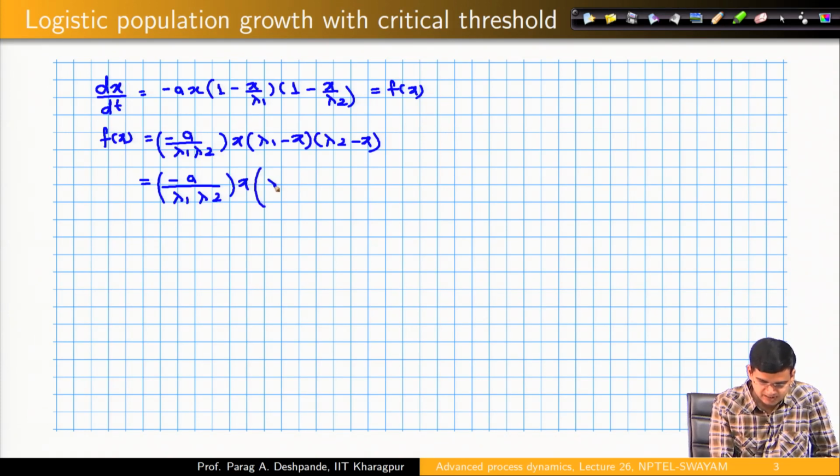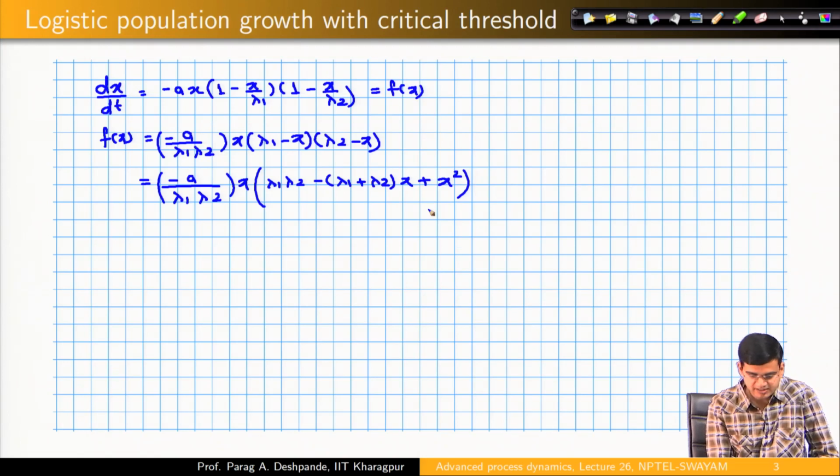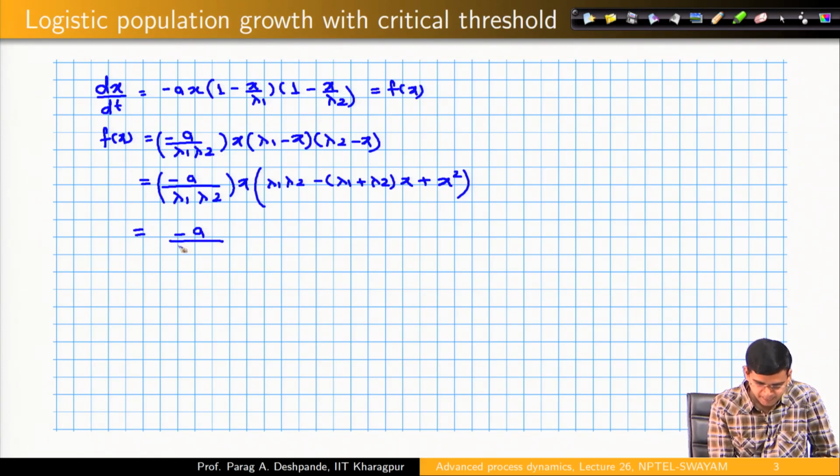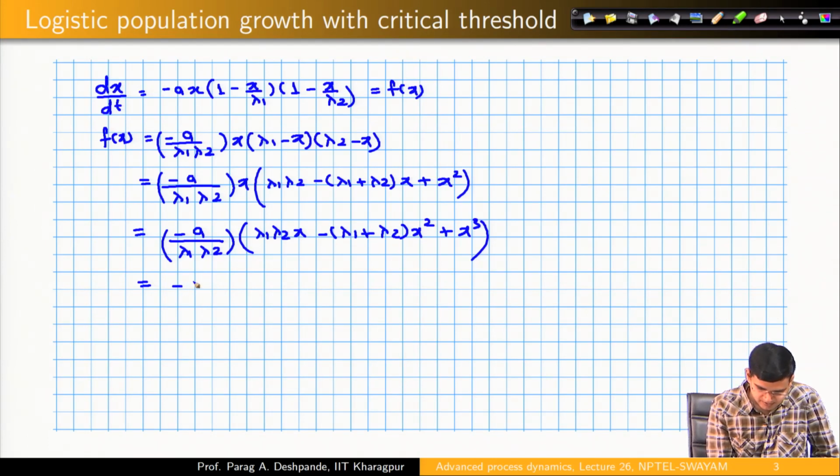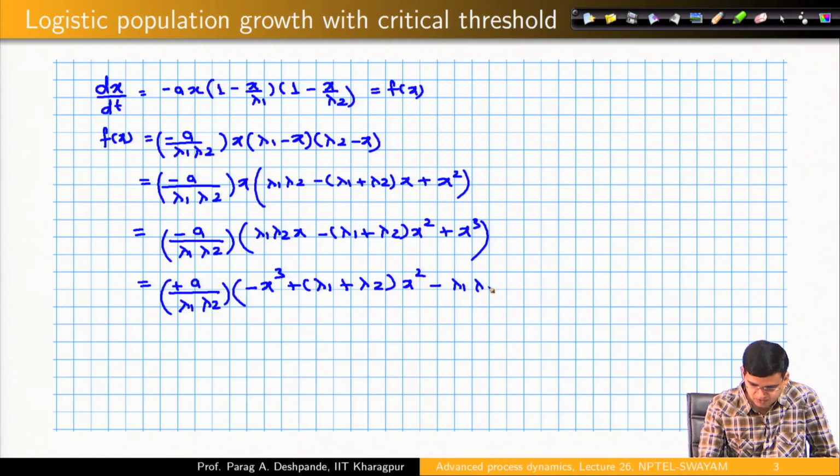Which is equal to -a/(λ1 λ2) times x (λ1 λ2 - (λ1 + λ2) x + x²), right, from where I can write this as -a/(λ1 λ2) times (λ1 λ2 x - (λ1 + λ2) x² + x³), which can finally be written quite simply, in fact, as +a/(λ1 λ2) times (-x³ + (λ1 + λ2) x² - λ1 λ2 x).